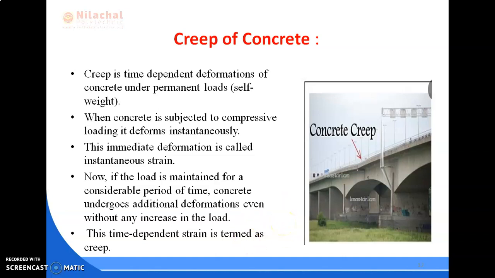Creep takes place only under stress. This is the main cause of creep. Also, there are different factors which affect creep of concrete, like influence of aggregate, influence of mix proportions, and influence of age of concrete. Creep has some bad effects on concrete; for example, in an RCC beam, creep increases the deflection with time and may be a critical consideration in design.